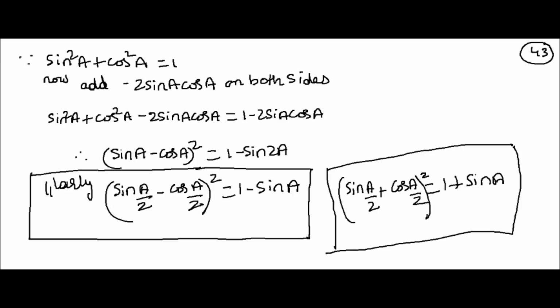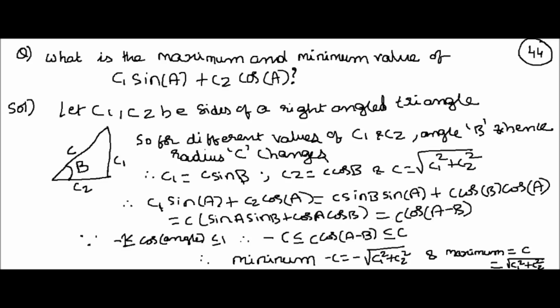So let C1 and C2 be the two sides of a right angle triangle, and C be its hypotenuse. So C1 is the opposite side, C2 is the adjacent side. So C is, by Pythagoras theorem, equal to the square root of C1 square plus C2 square. So C1 is nothing but C sin B, C2 is C cos B.